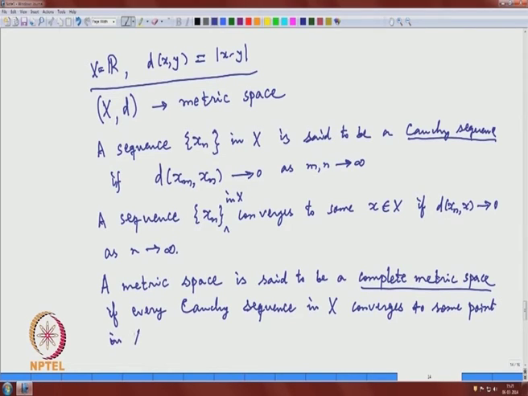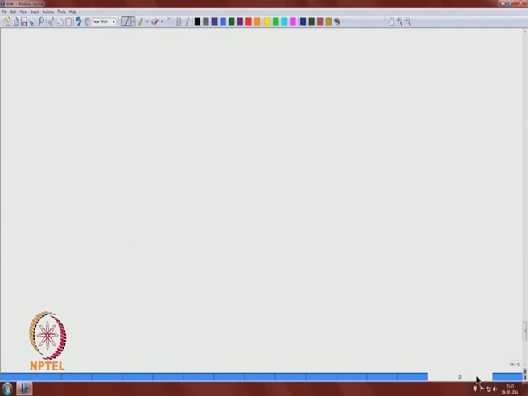It is easy to check that if a sequence converges to some x, then that x is unique. A sequence cannot converge to 2 elements in X, so that limit is unique. Now we are going to state this fixed point theorem, the Banach fixed point theorem.